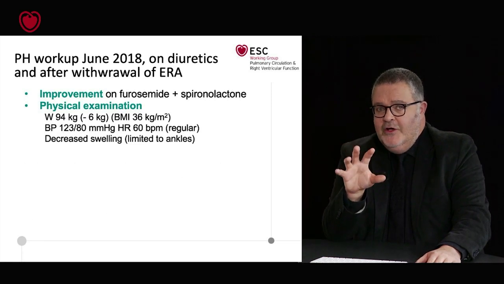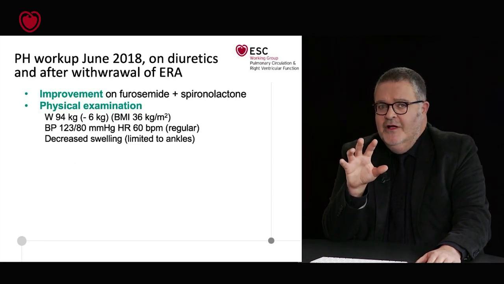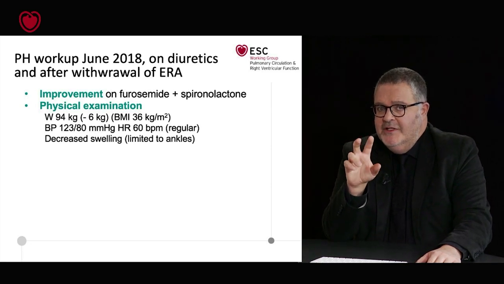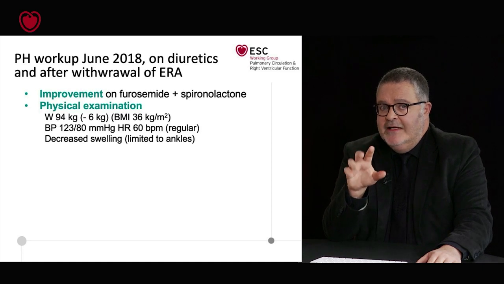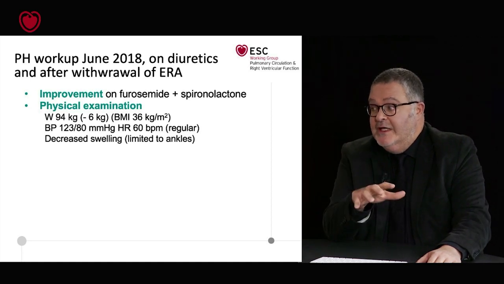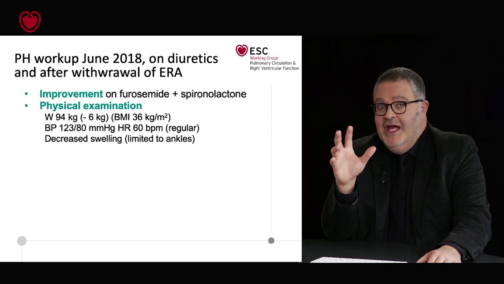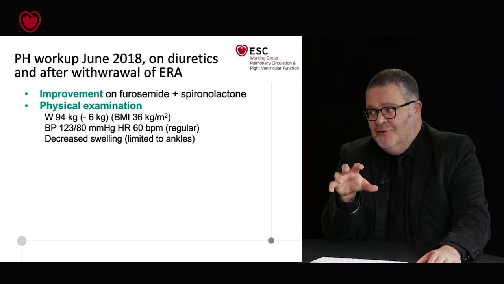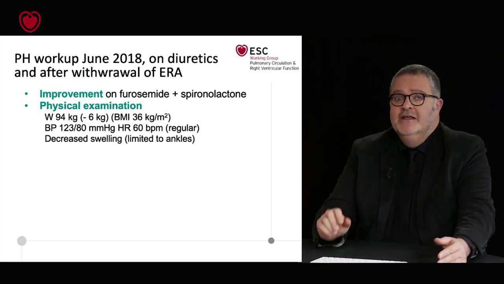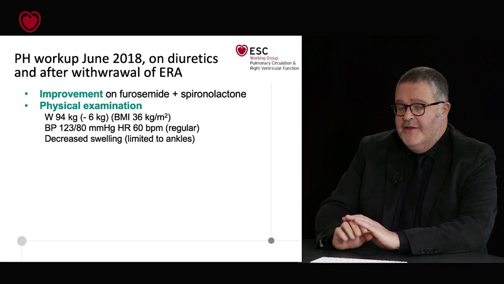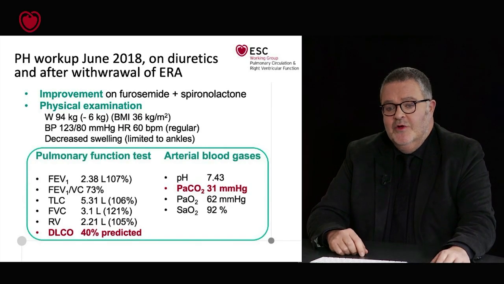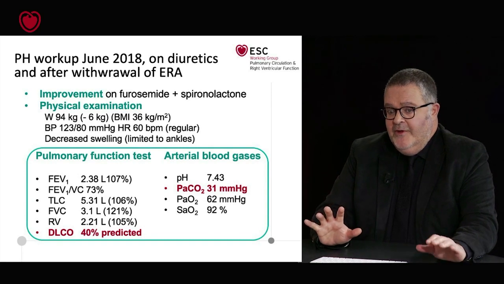We did a workup in June, so 2 months after, while she was on diuretics for 2 months with a combination of furosemide and spironolactone. And in fact, as Irene pointed out, she was very happy with that because she lost weight, her BMI went down, she had decreased swelling that was limited to the ankles, the blood pressure was much better controlled, the heart rate was at 60 beats per minute in sinus rhythm, so the patient was already feeling better with this treatment regimen.